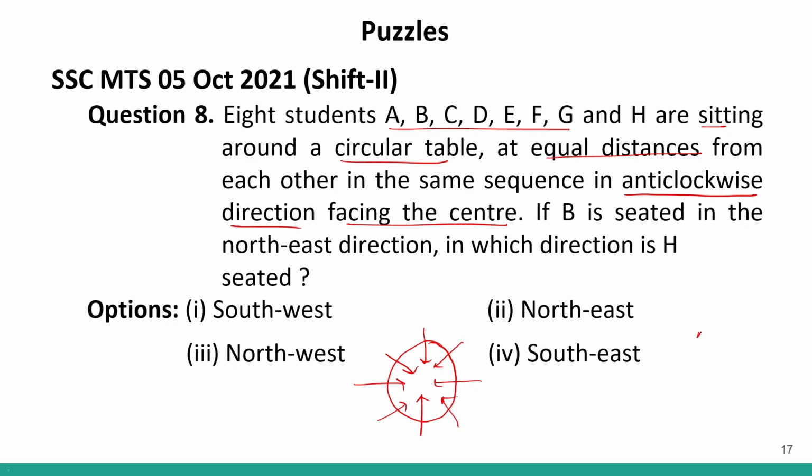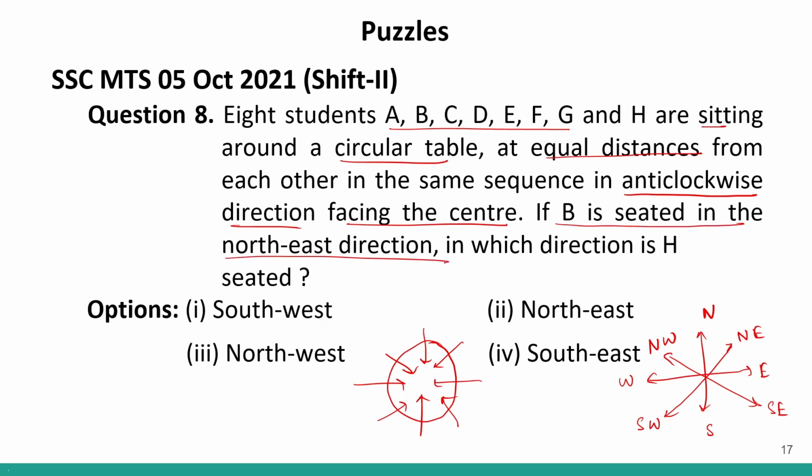Let me draw the directions. So we have 4 primary directions: north, south, east, west. And then we have some secondary directions that are at 45 degrees. So we have northeast, southeast, southwest and northwest. Now, it is given to us that B is seated in the northeast direction. So northeast means this direction. This is your northeast direction.